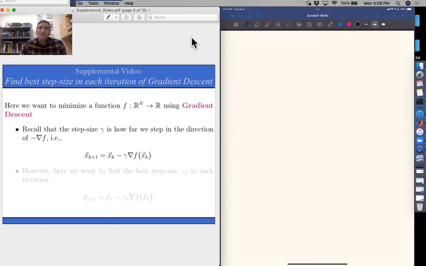Remember that in class, we talked about how we can use gradient descent with a constant step size. What that entailed was, when we're moving towards our better guess, we stepped a very specific amount in the direction of the negative gradient each iteration. And that step size remained constant throughout the entire iterative process.